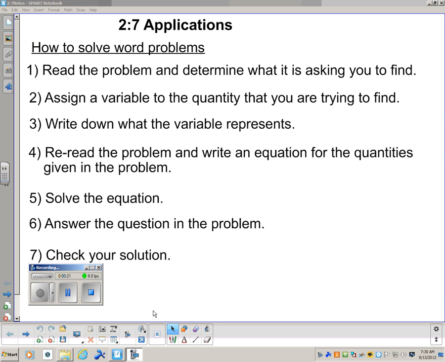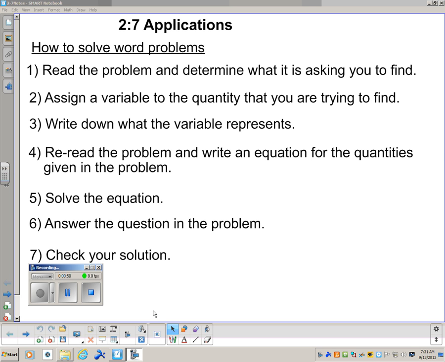Read the problem, determine what it's asking you to find, assign a variable to the quantity that you're trying to find. Usually using the variable x, or some people like to use the first letter of whatever we're trying to represent. So if you're doing candy, you might represent it with a C, or if you're doing the number of hot dogs, you might represent that with H. It's up to you.